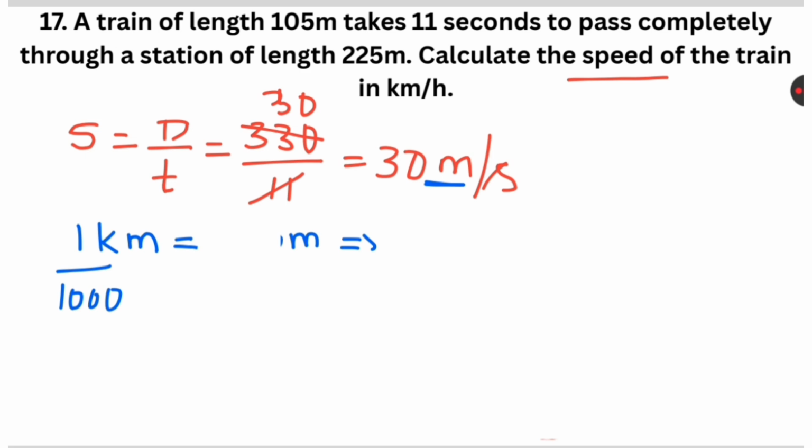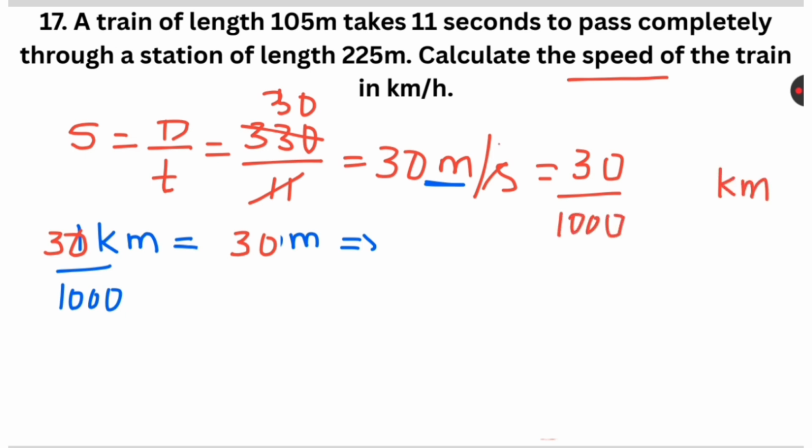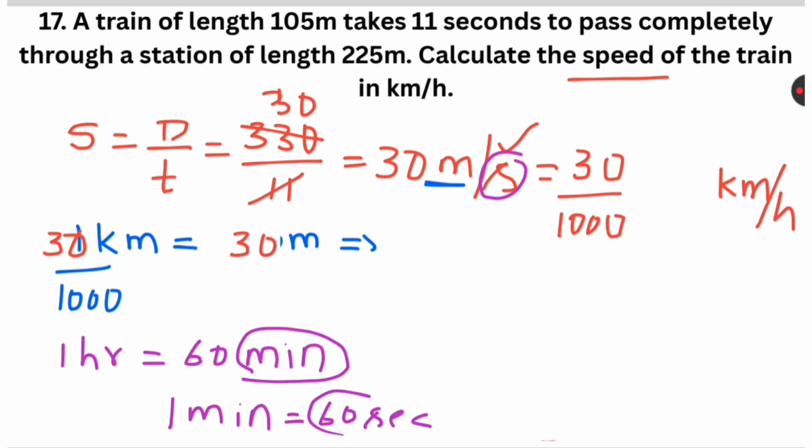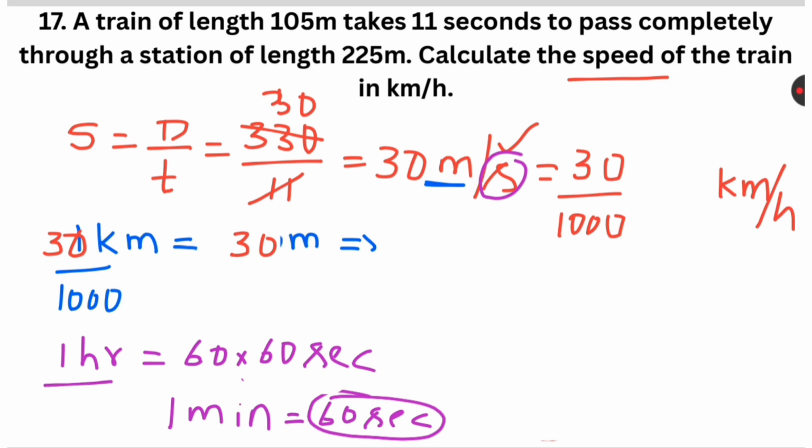And here how many meters do we have? We have 30 meters. So let's multiply both sides by 30. So 30 meters is nothing but 30 divided by 1000 kilometers. Now we have to convert this second in terms of an hour. What we know? We know 1 hour is equal to 60 minutes. And also we know 1 minute is equal to 60 seconds. Instead of this 1 minute, you have to write 60 seconds. So we converted 1 hour into seconds, which is 60 times 60, which gives 3600.